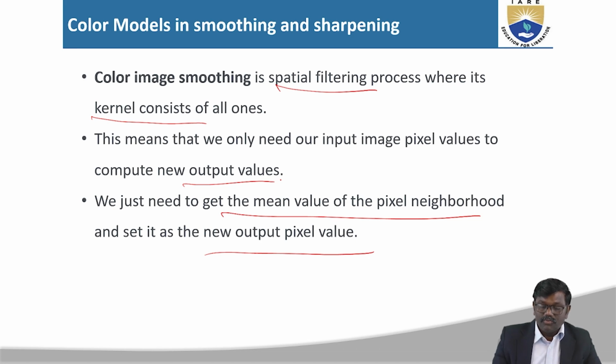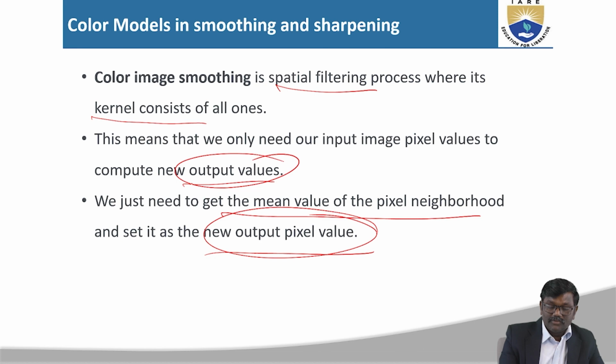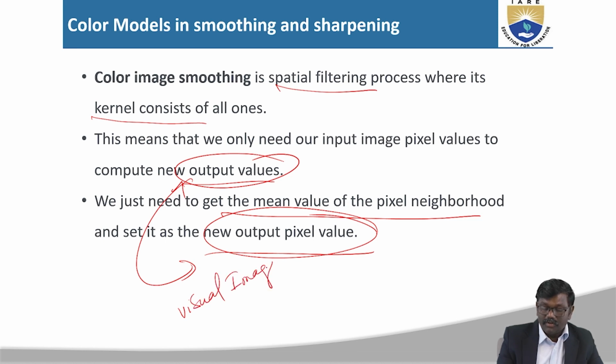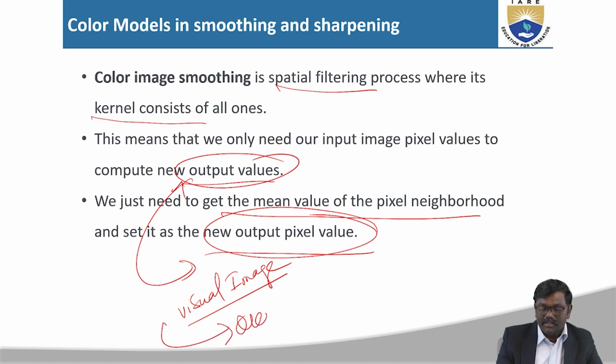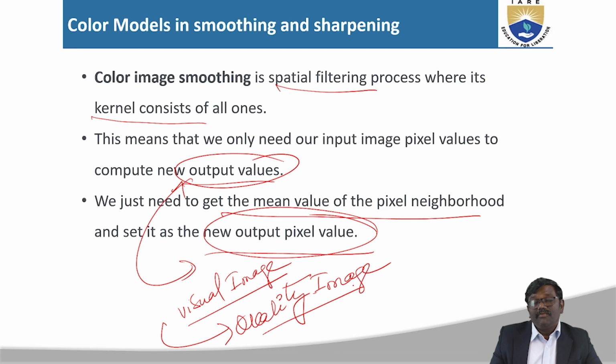Once you get the new output pixel value, it is compared with the previous output values, so both are compared together. In aspect of the visual image, after comparison in terms of color model smoothing, you may say it is a quality image. So how do we get the quality image? By applying two techniques: one is smoothing and the other is sharpening.